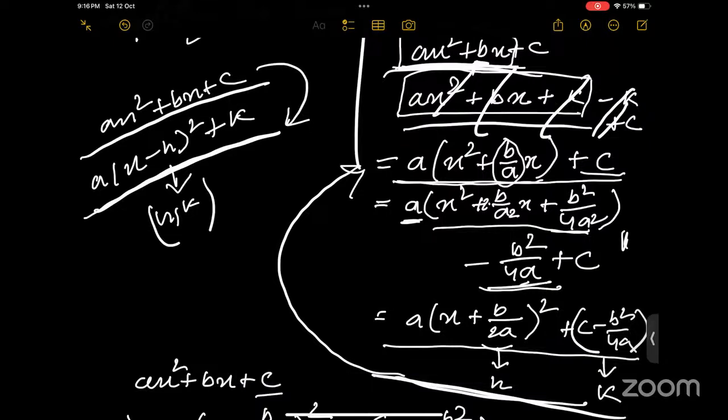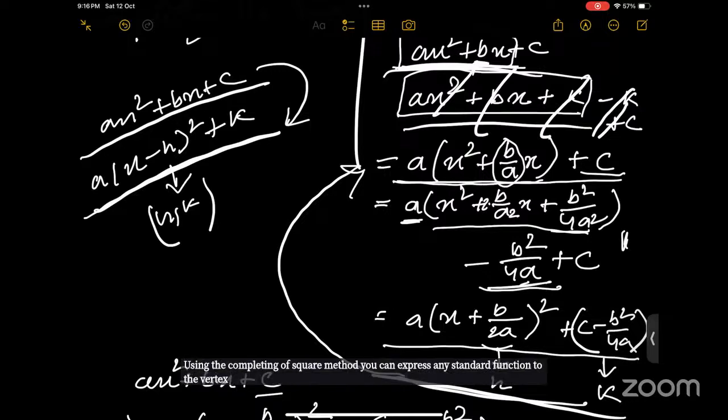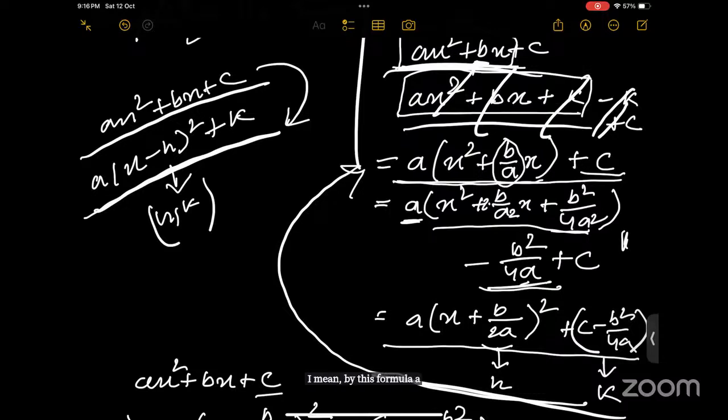Using the completing the square method, you can express any standard function in the vertex form, by this formula: a(x minus h) whole squared plus k.